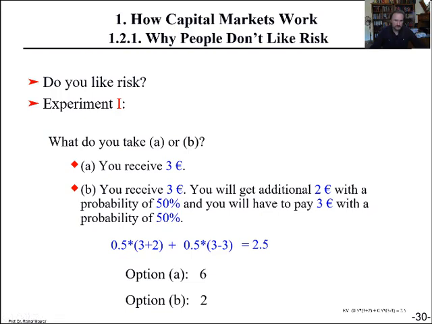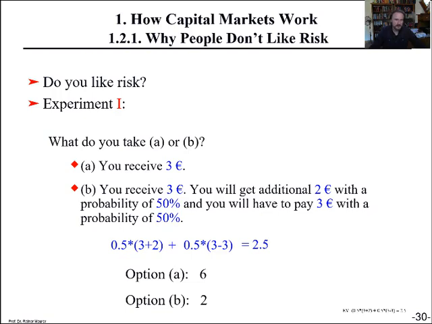In this version of the experiment, 6 of you preferred option A, while 2 preferred option B, as I've noted here. So, who is right, who is wrong? Well, there is no right or wrong in this case. Your choice depends on your personal degree of risk averseness.